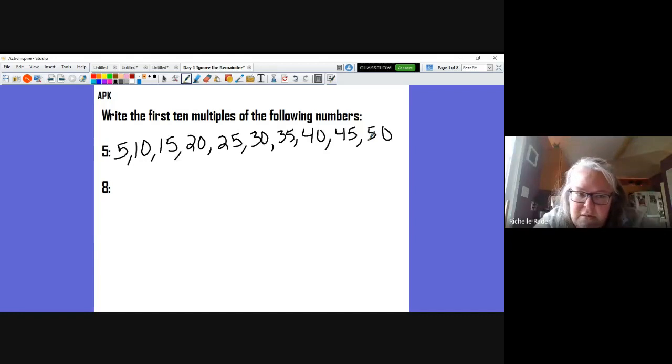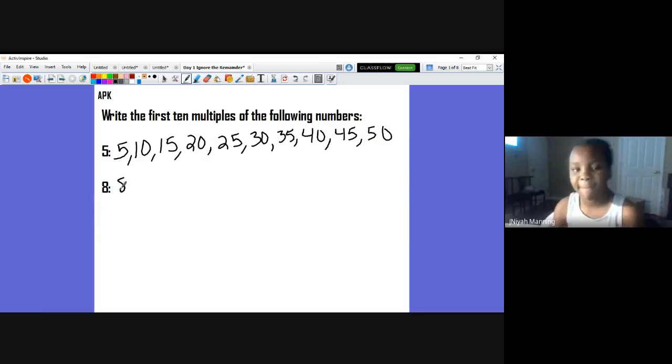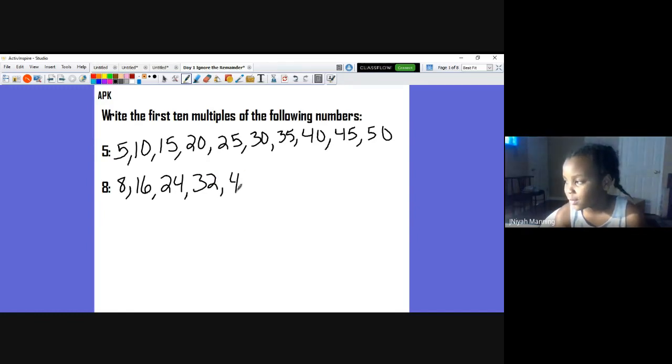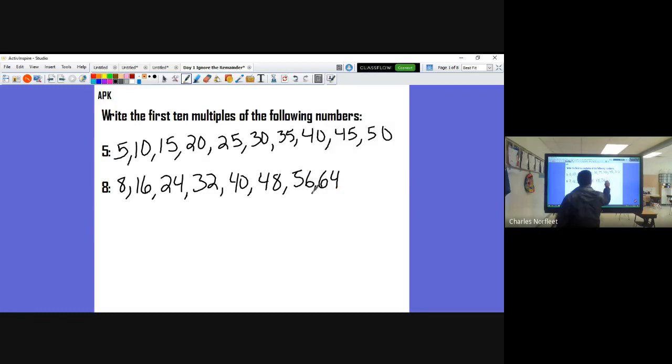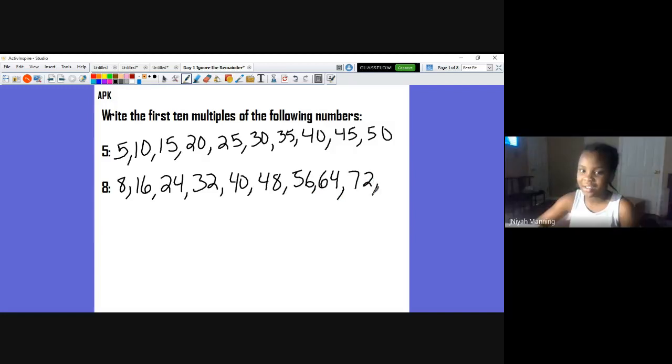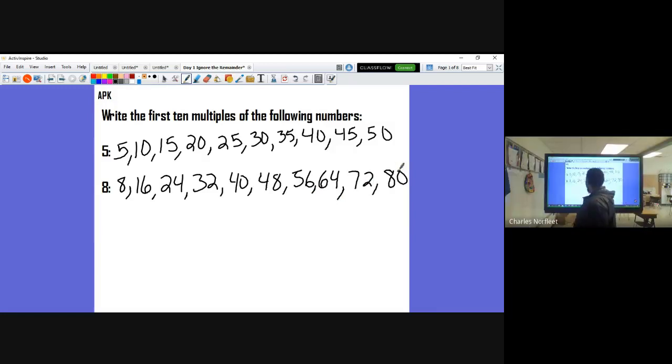I think Janiyah looks like she's ready to share. Okay. 8. Okay. 16. All right. 24. Good. 32. Okay. 40. All right. 48. Good. 56. 64. All right, that's good. 72. All right. Then 80. Janiyah, that looks perfect to me.